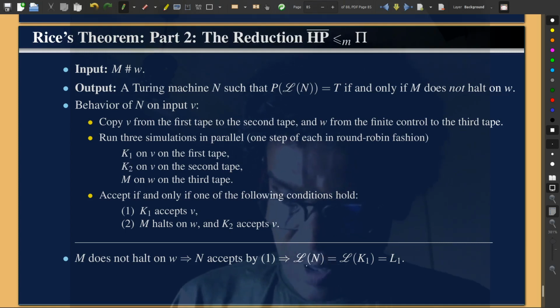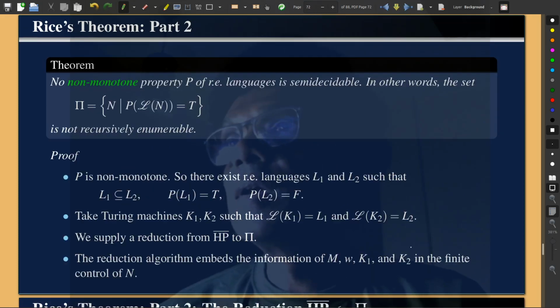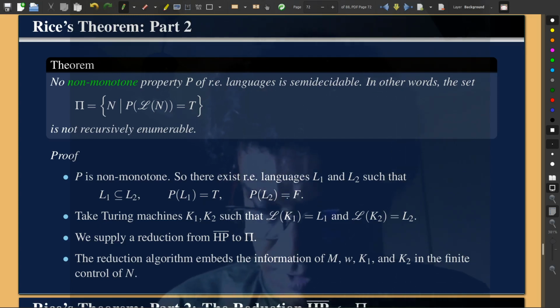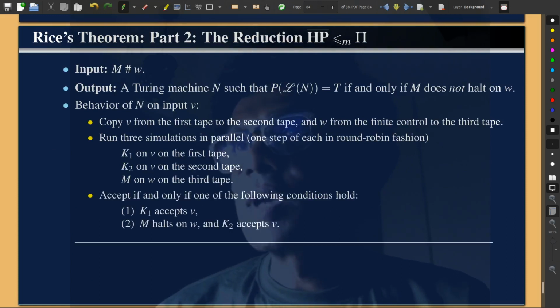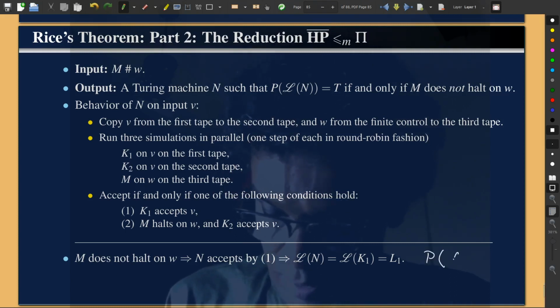And therefore, the language of N is exactly the same as the language of K1, which is equal to L1. And you recall that L1 satisfies the property. L2 does not satisfy the property. Okay. So in this case, the property of the language of N is true.